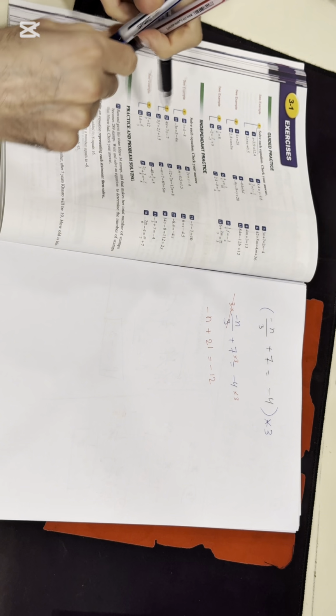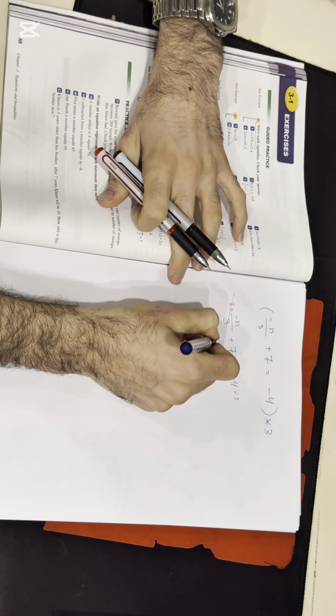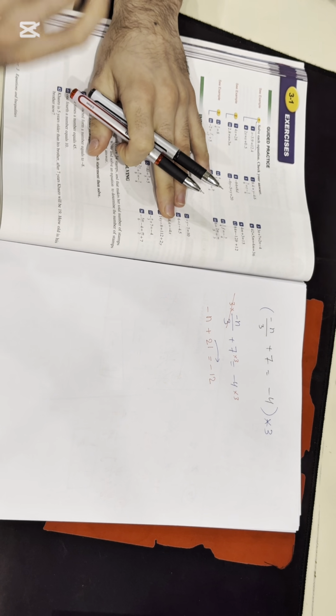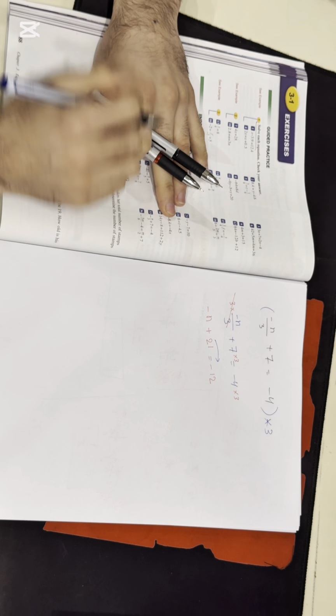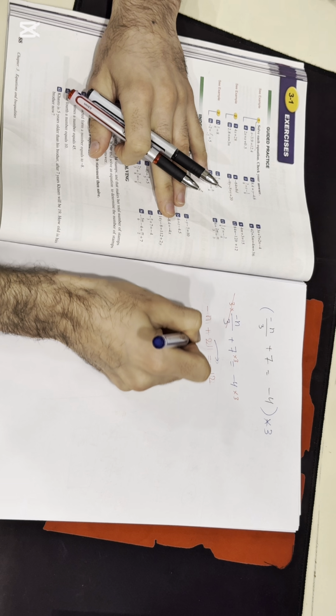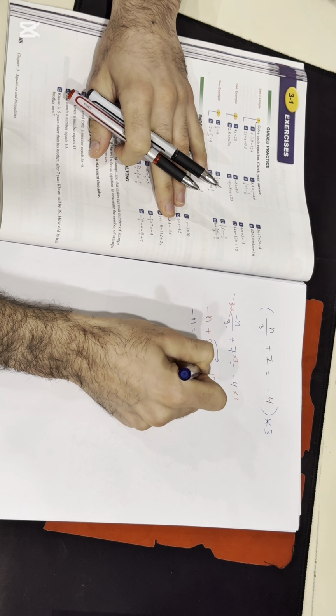Now, is that simplest form? No, I need to combine the like terms. I need to move this 21 to the other side. Why? Because my aim is to leave n alone on one side. So it will be negative n equal to negative 12, negative 21.